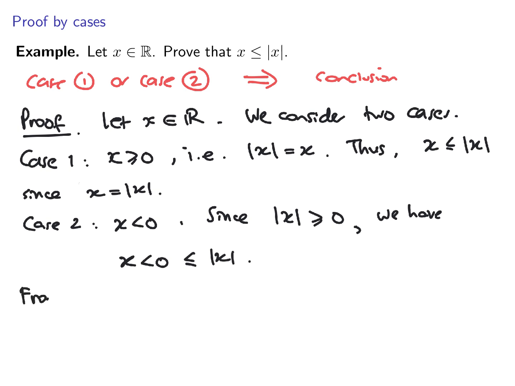Okay, so from both cases, and this covers all possibilities for real numbers, because real numbers, remember, have trichotomy, is either positive, 0, or negative, right? We group the positive and 0 into the first case, and this is the second case. So from both cases, which cover every possibility of x being a real number, we conclude that x is less than or equal to absolute value of x. Okay, and we're done.